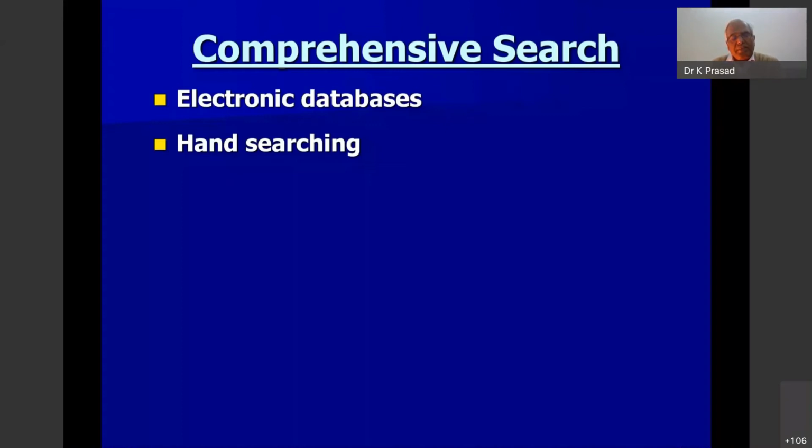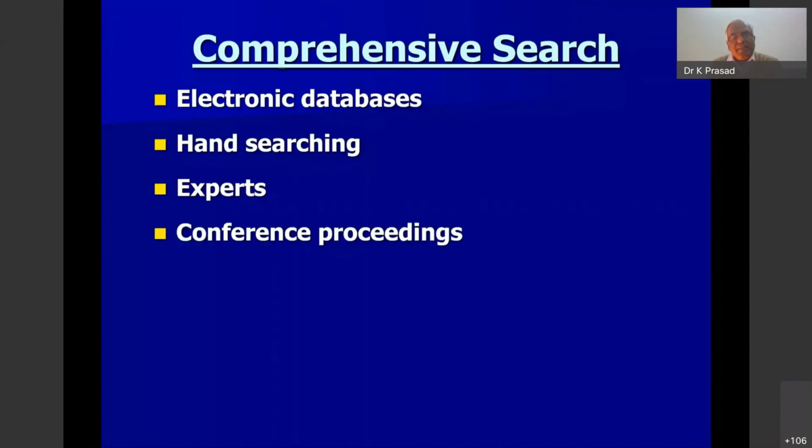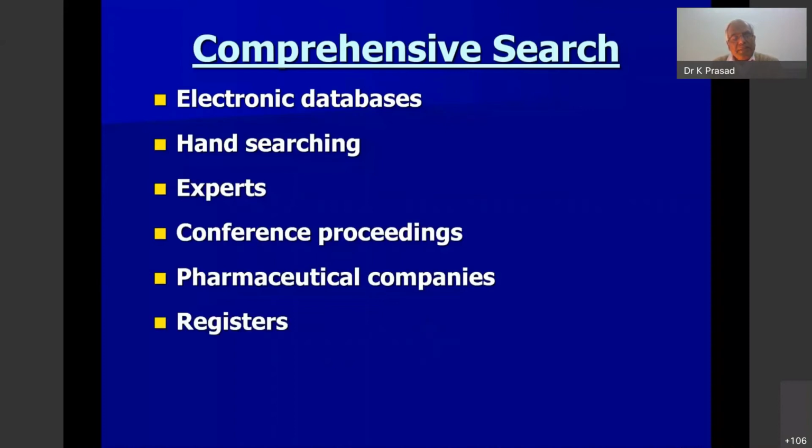So most of the trials which are published are now indexed. But still, you may have some proceedings of the conferences you have to look at page by page. If you are going to do it, also ask experts, look at conference proceedings. If you are doing it on some medicines, drugs, write to pharmaceutical companies. There are sometimes registries, like I know for stroke trials, there is a registry. For many trials, there are registries. So you can look at registries and also look at Cochrane Library. So that will give you search.